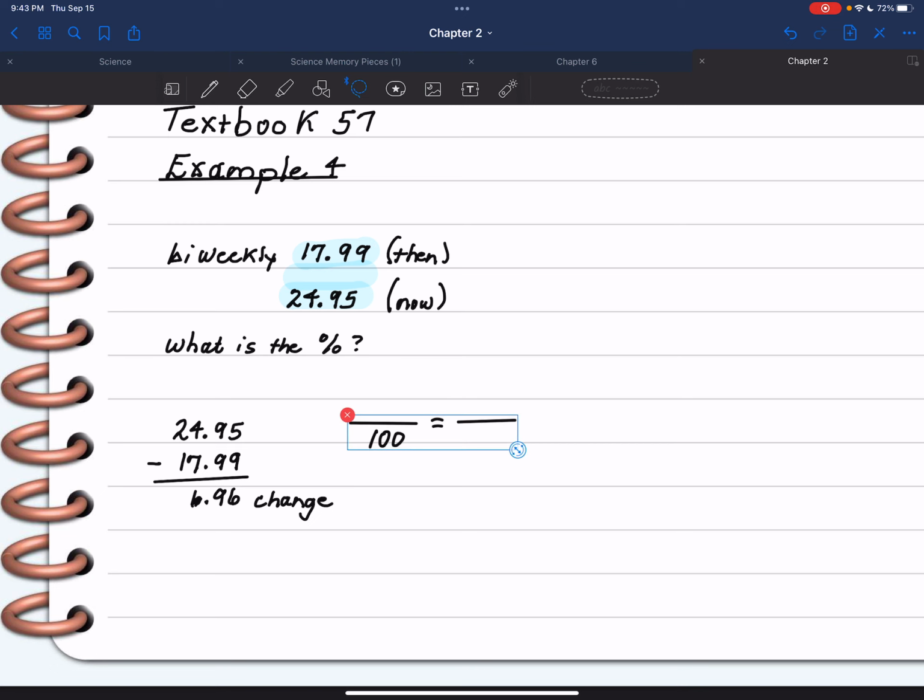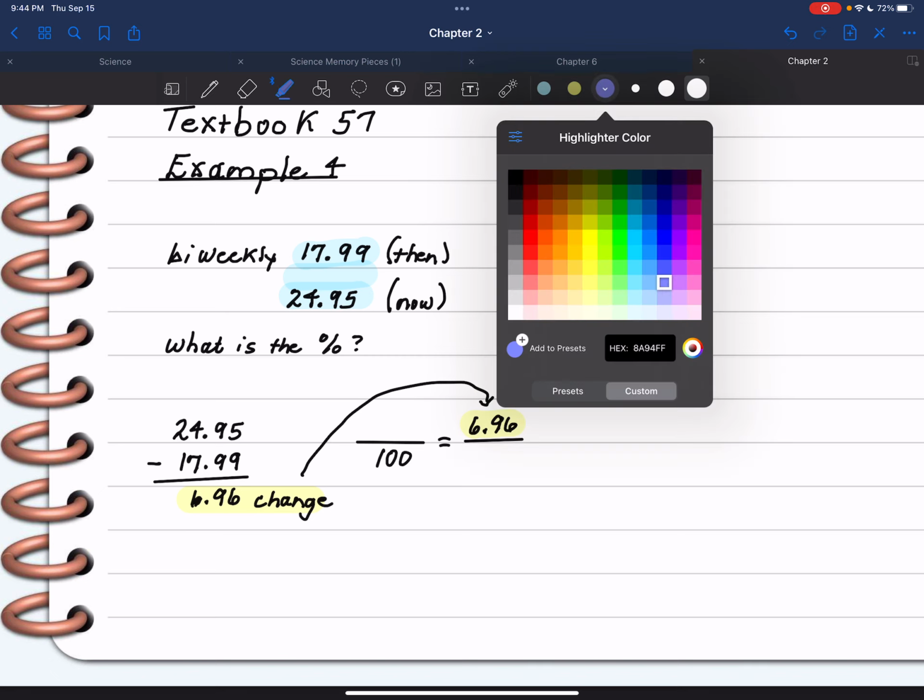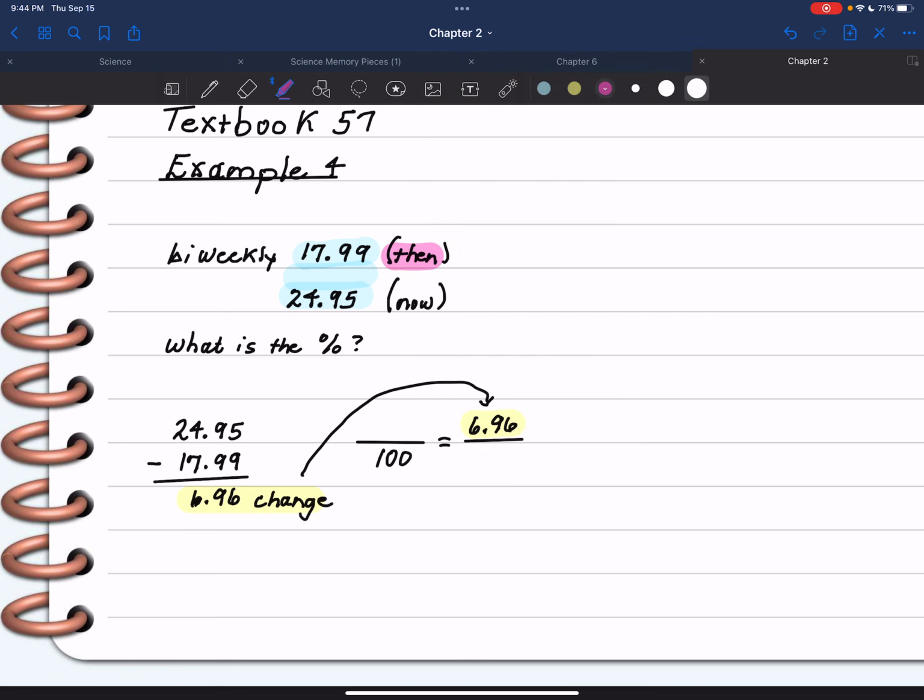Okay. So the percent over 100, we don't know the percent. That's what we're trying to find. So we're going to leave that spot open. The change goes in the part. That will always be true. The 6.96 will come right up here and sit right there. Always. The change goes up there. And then the whole, the bottom number, will always be the original. It's always going to be the then number. So it's this number up here.